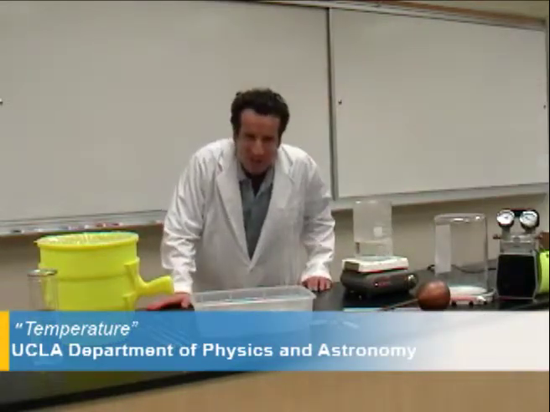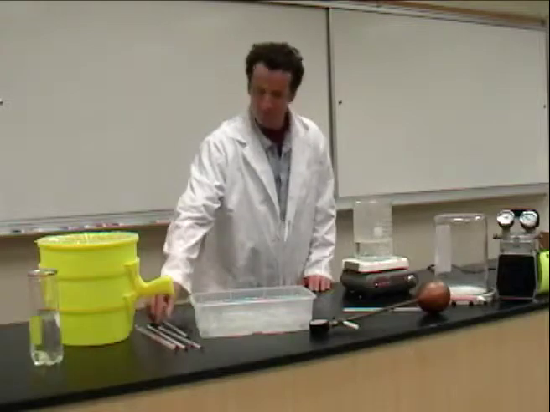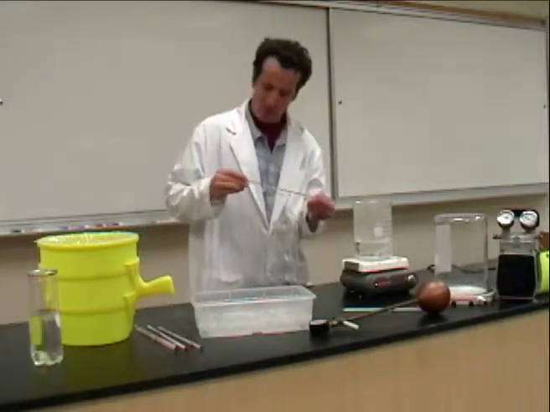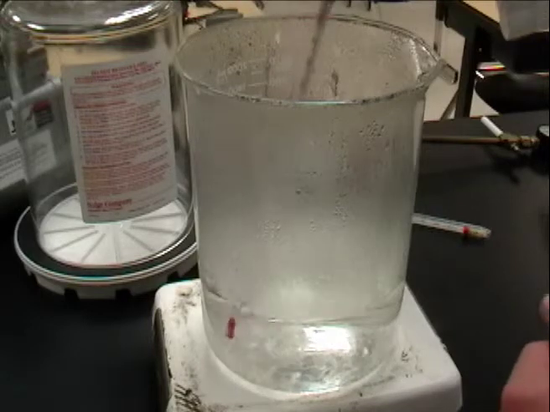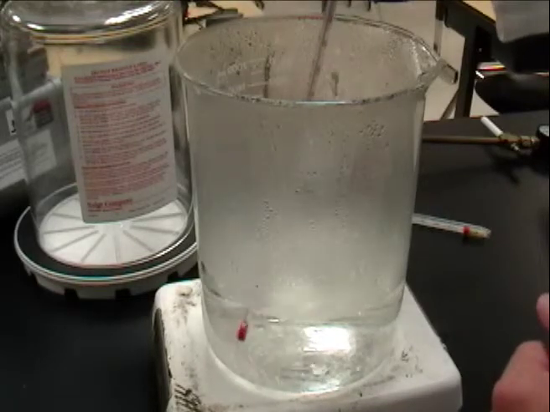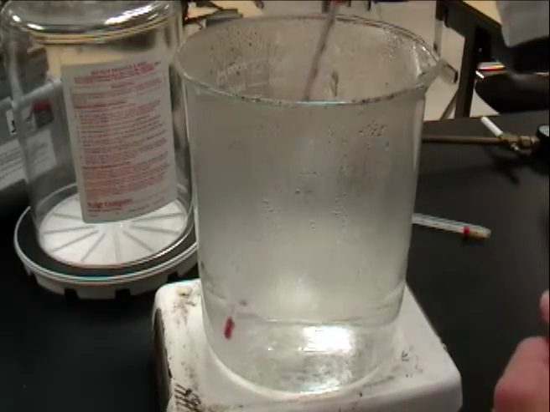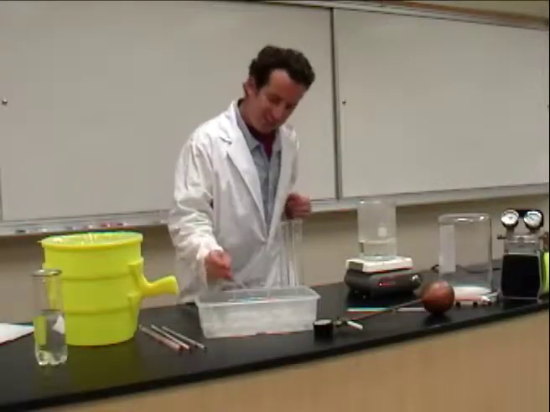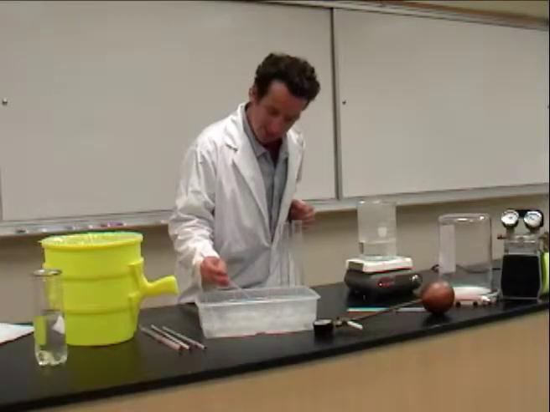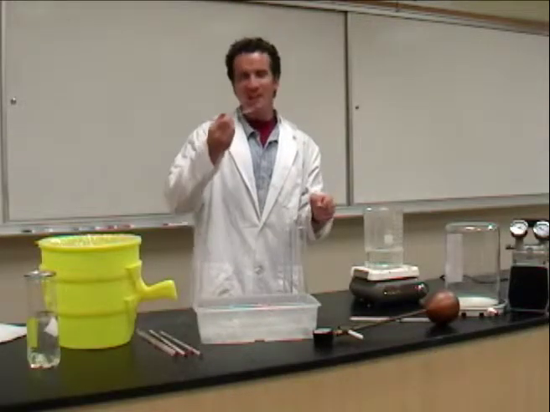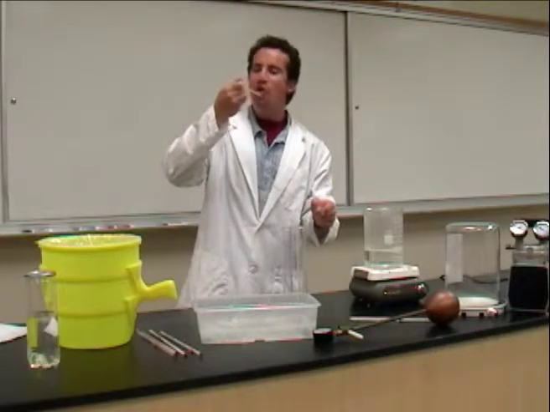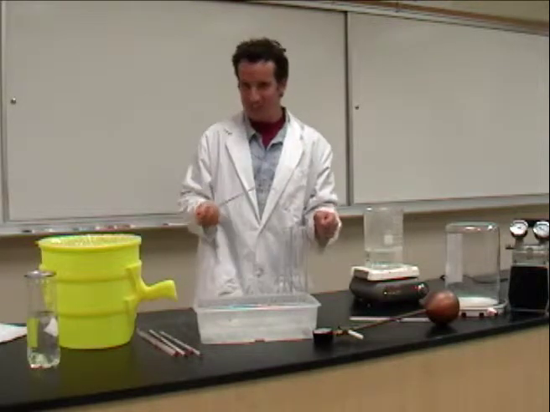Today I'm going to talk to you about the general properties of temperature. Here's a thermometer that is calibrated both in Fahrenheit and Celsius. In boiling water, it measures 100 Celsius, or 212 Fahrenheit. In ice, it measures 0 Celsius, 32 Fahrenheit. And the human body temperature is 37 Celsius, which is 98.6 degrees Fahrenheit.